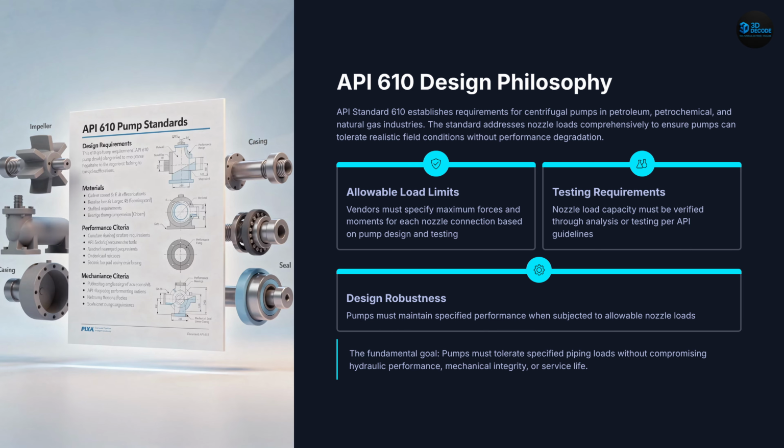Slide 4. API 610 requirements. API 610 defines allowable nozzle loads for pumps. The vendor must specify these limits. The pump must operate safely within these limits without performance loss. This ensures reliability under real operating conditions.